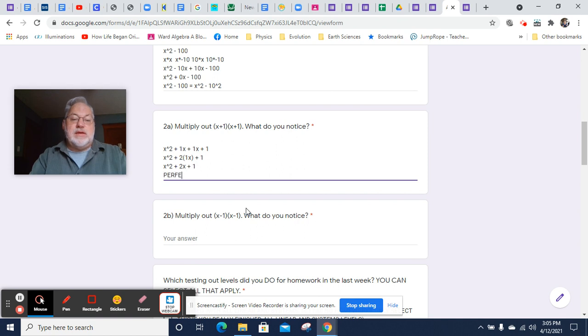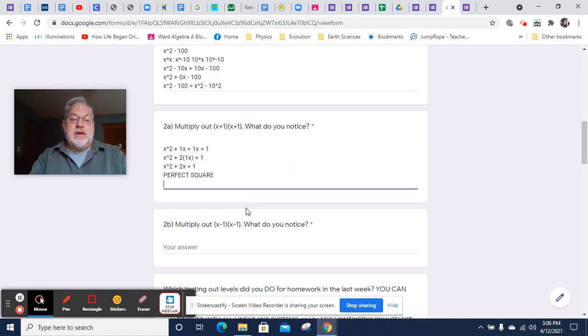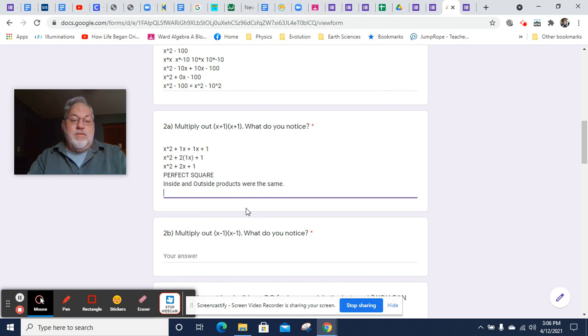This is a perfect square, okay? And something you might have noticed is that the inside and outside products were the same thing. Okay, and now one more thing to notice. Because it's a perfect square, we can build a generalized structure around this.